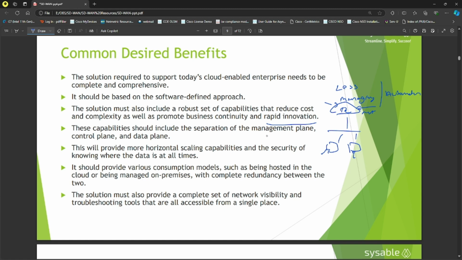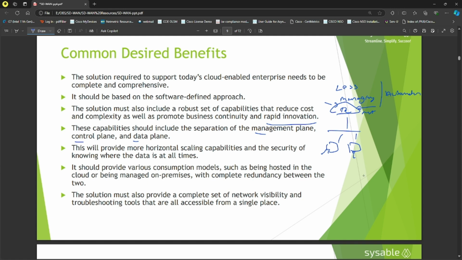So we need a solution which separates the management, control, and data plane. This will provide more horizontal scaling capabilities and the security of knowing where the data is at all times. When you separate the management plane, control plane, and the data plane, that will give you a lot of flexibility. So when you add a new device, you don't have to worry about it. Now it should provide various consumption models, such as being hosted in the cloud or being managed on premises.